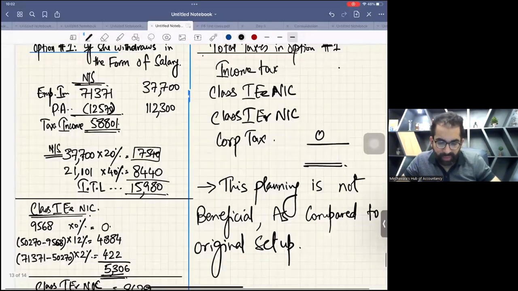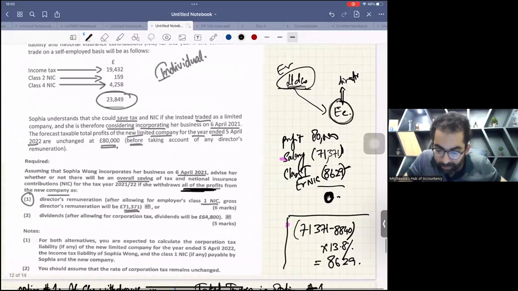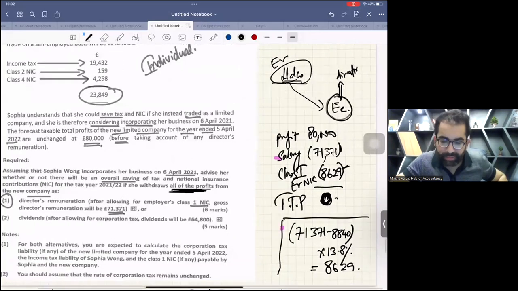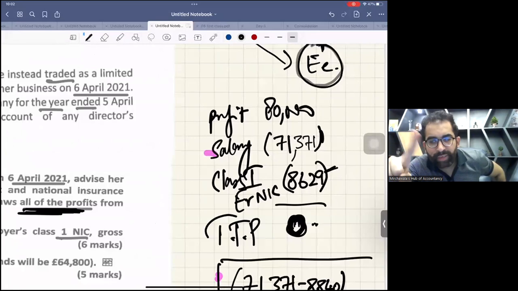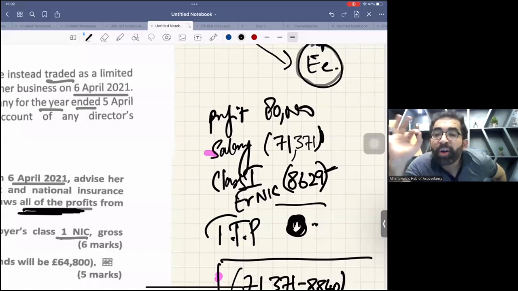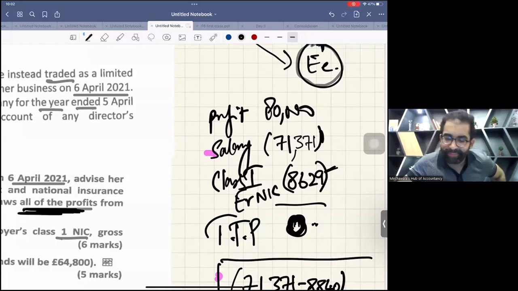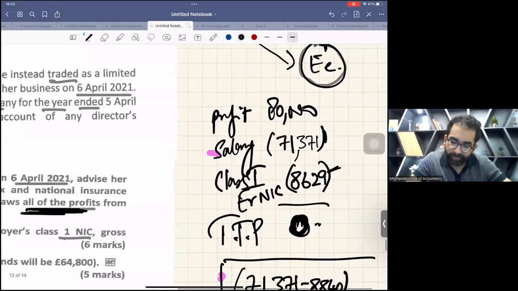Now you tell me, in this case, your TTP is zero. See this 80,000 profit less salary. Salary is an allowed expense. Class one employer NIC is also an allowed expense. So the balancing figure TTP is zero. That means no corporation tax. In this first case, there is no corporation tax.